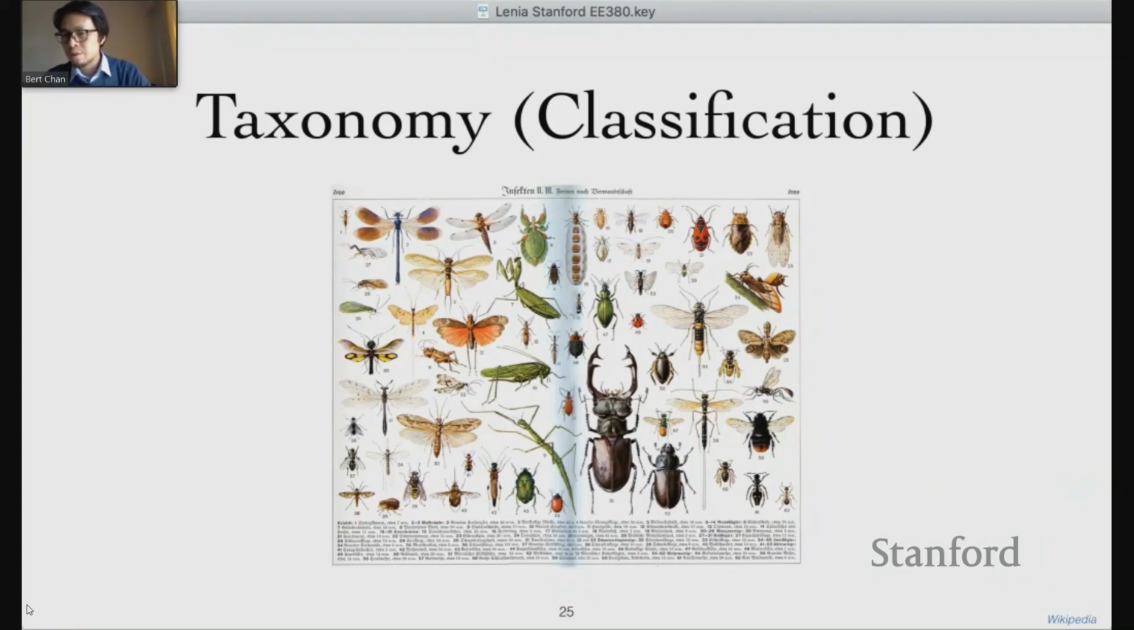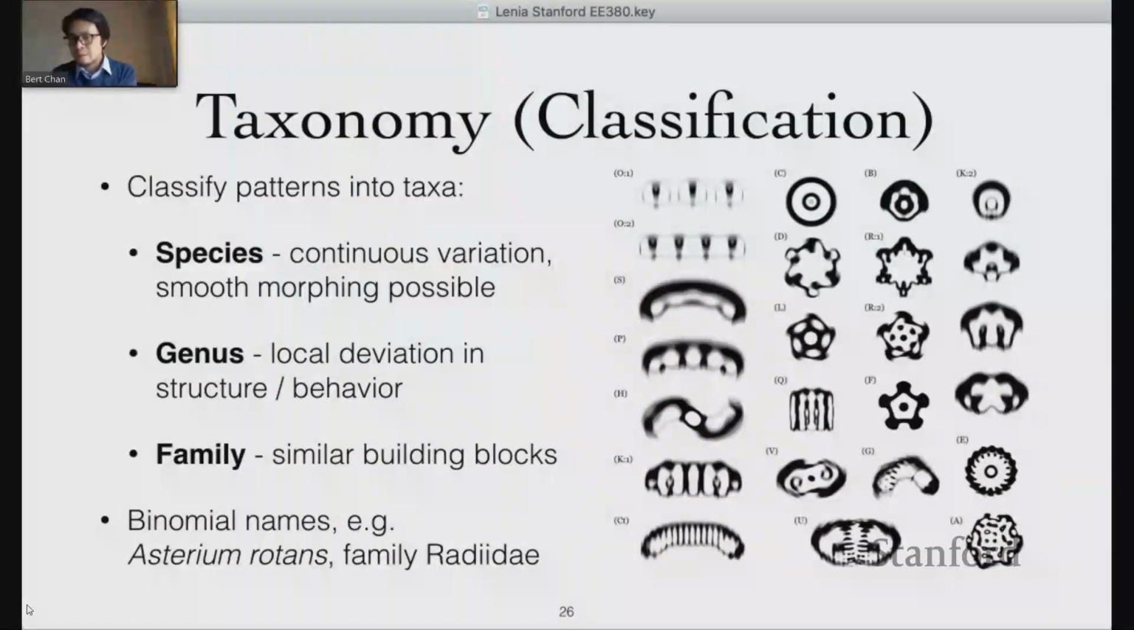There are trillions or zillions of insects on Earth, and biologists try to group them into different taxa, like species, genus, family, or orders, etc. In Lenia, it happens that we can also apply this kind of classification to the patterns into different taxa of different ranks. If a number of samples of the life forms have continuous variations, so one can be morphed into another one smoothly, then we can group them into a species.